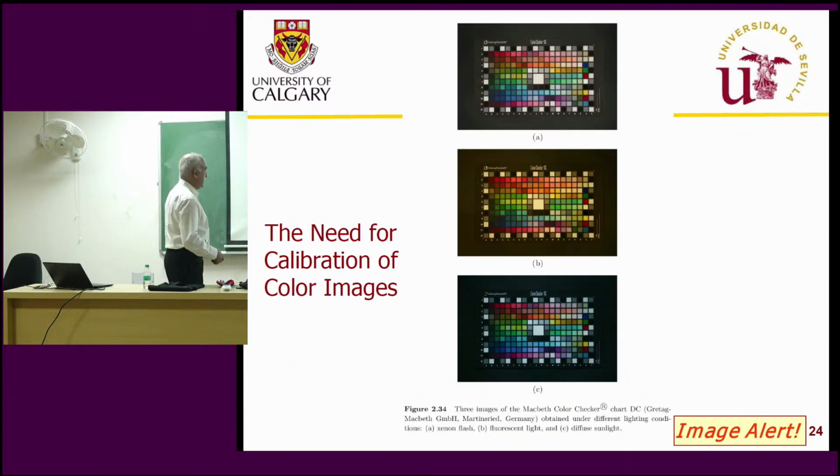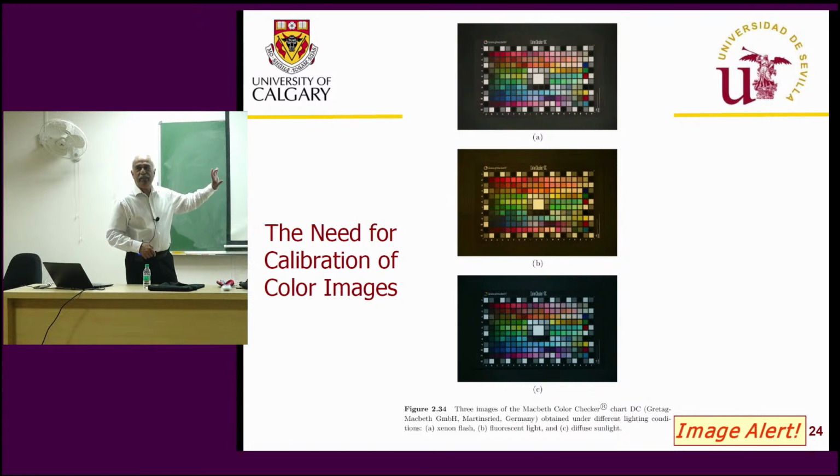This is one of the charts prepared, called the Macbeth color checker. And when you image this using different light sources, you get different colors. The colors are the same, it's a printed piece of something on paper or some material. That's like a test pattern, let's say a phantom image. And the RGB values for each of those patches are given by the manufacturer, standard, in XYZ or RGB.